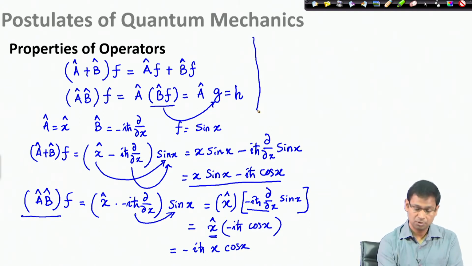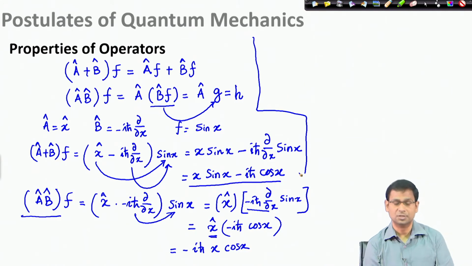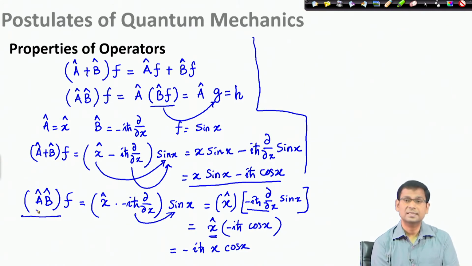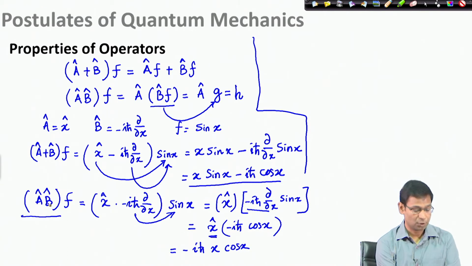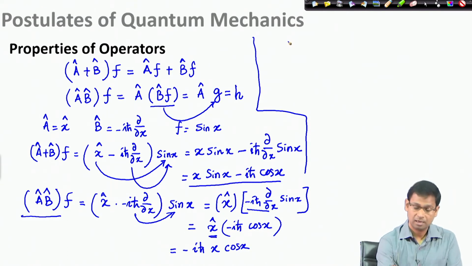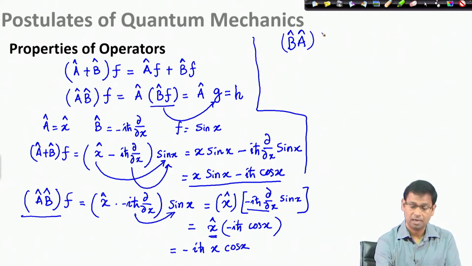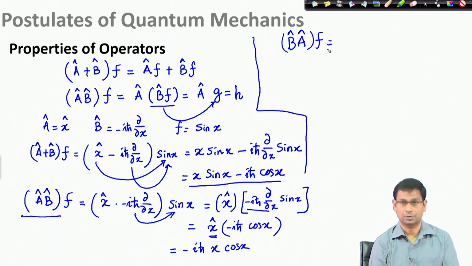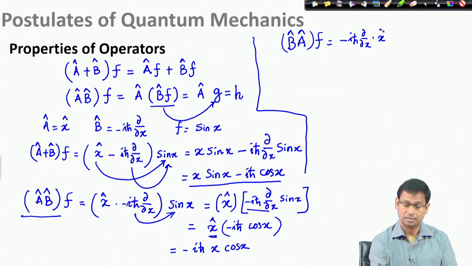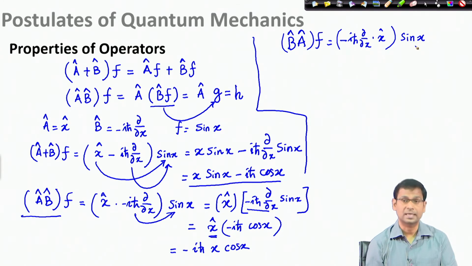I will continue this discussion. Instead of doing this product as A B, can I, if I do B A product and apply it on a function f, what would I get? So, B is my momentum operator, A is my position operator. When I do that, I first write down minus i h bar d by dx. This is the second operator, they act on the wave function sin x.